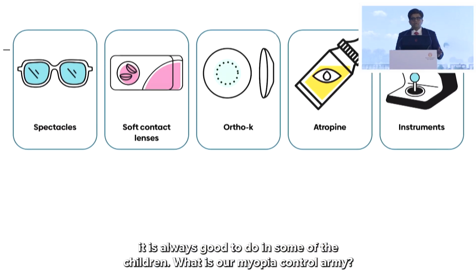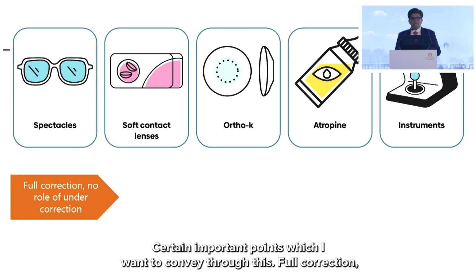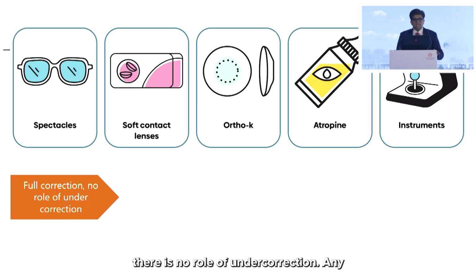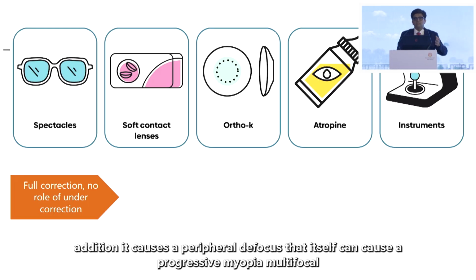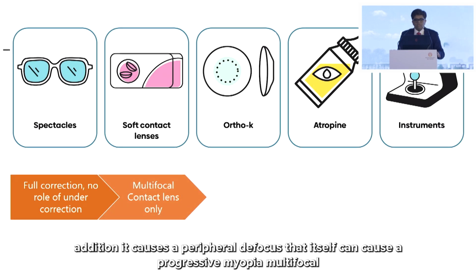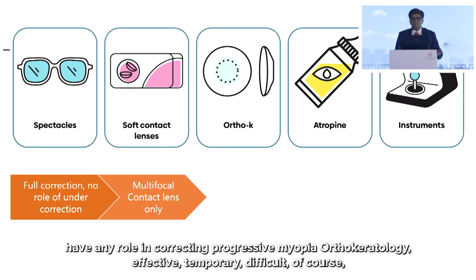What is our myopia control armamentarium? We saw over the wide spectrum in the previous talks, which has covered everything. Certain important points which I want to convey through this: full correction, there is no role of undercorrection. Any myopia should not be undercorrected even by 0.5 diopter, because undercorrection means you are giving a progressive addition. It causes a peripheral defocus that itself can cause progressive myopia. Multifocal contact lenses, only a contact lens itself, a single vision contact lens, does not have any role in correcting progressive myopia.